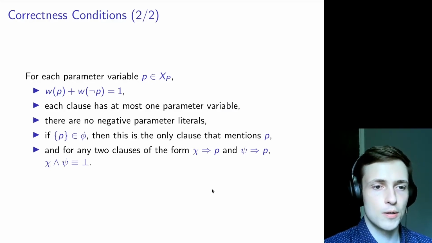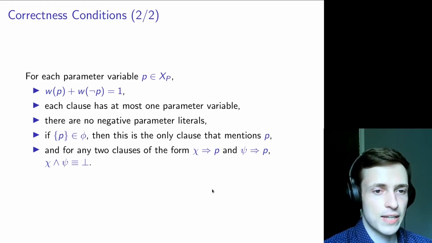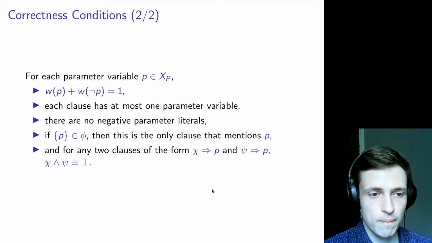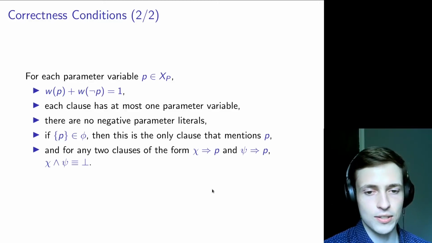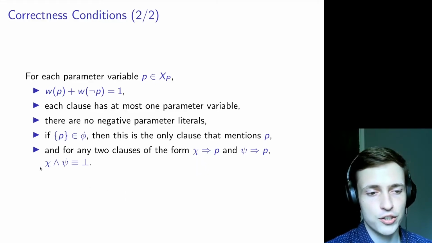And this is a more general set of conditions. This is where we have positive and negative weights always add to 1 for parameter variables. Each clause has at most 1 parameter variable, and it always appears as a positive literal. If we have a parameter variable as a clause on its own, then that is the only clause that mentions that variable. And whenever we have two clauses that can be written in the form some function implies p, then the conjunction of those functions must be false.